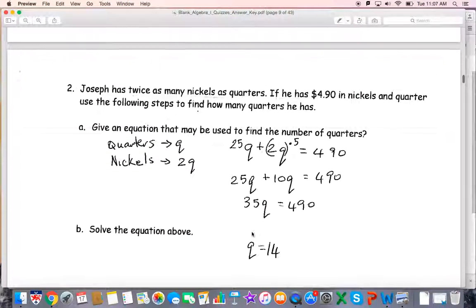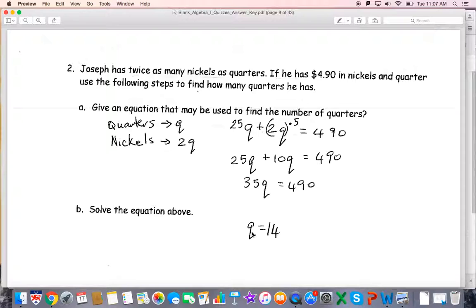All right, so now our second cost value problem. Joseph has twice as many nickels as quarters.